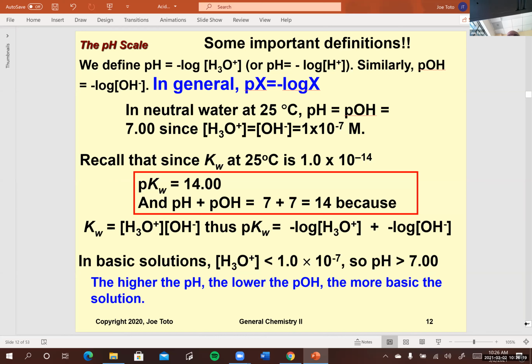This slide here talks about some of the stuff that we already talked about with the pKw and the definition of P anything equals minus the log of that thing. And so you'll be seeing this in terms of P times equilibrium constants, or pH, or pOH, and so forth. All righty, moving right along.